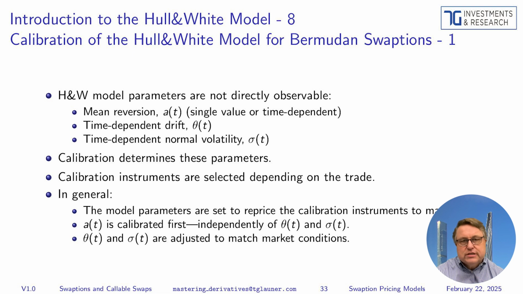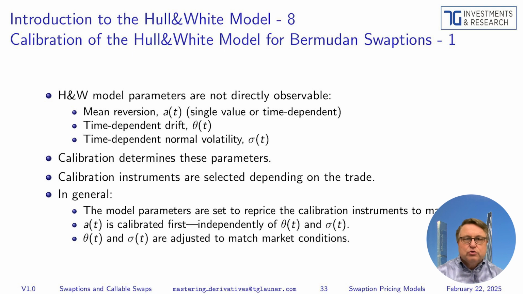Now that you have seen conceptually how to use a tree for pricing, we need to discuss how to get all the parameters to build the tree. These Hull and White model parameters are not directly observable, so they must be determined through calibration. The key tree parameters include mean reversion a(t), which can be a single fixed value or time-dependent. Time-dependent drift theta(t), which adjusts to fit the yield curve. Time-dependent normal volatility sigma(t), which captures interest rate fluctuations.